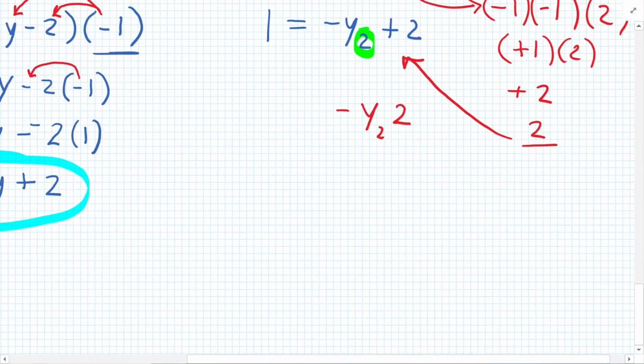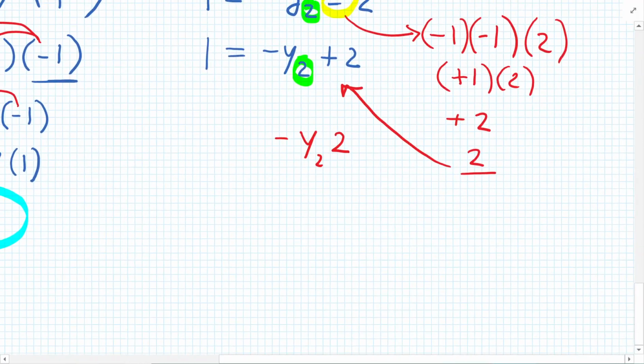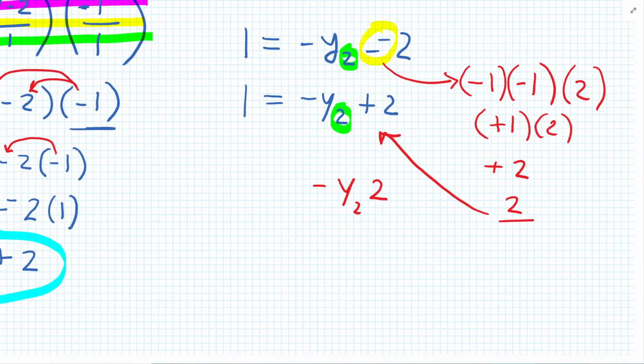So I'm going to do that at this point in time. I have 1 equals minus y plus 2. Okay? There's no other y's in this equation. There's no reason I need to keep tracking its distinction from other y's in the problem. That's the point I want to make.